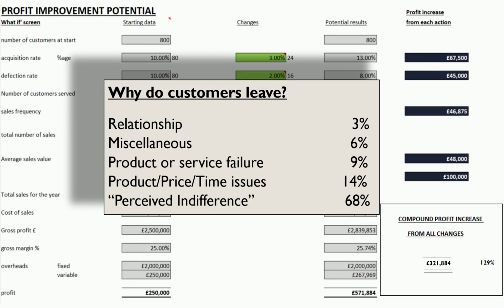The final category, the biggest category by a country mile, 68% of customers who left because of what these surveys collectively described as perceived indifference. The customer just didn't think you cared enough. Now, we all know what that looks like when we go into bars and restaurants and garages. That's people talking about last night's telly when you're standing in front of them waiting to be served. That's people answering the phone to a customer who can't be bothered to turn up in preference to you that has turned up in their business.